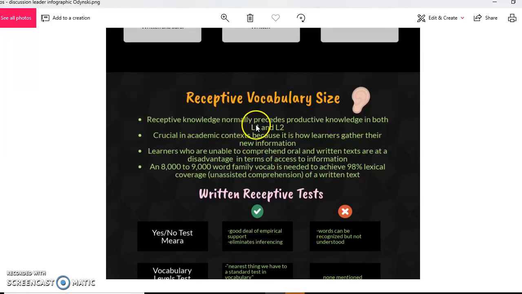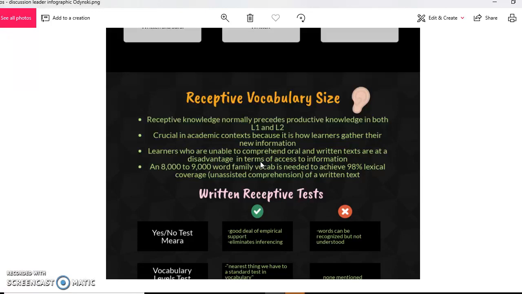Receptive knowledge normally precedes productive knowledge in both L1 and L2. I thought that was interesting. Basically, you learn to read and listen before you learn to speak and write in any language. Receptive vocabulary size is crucial in academic contexts because it is how learners gather new information, and learners who are unable to comprehend oral and written texts are at a disadvantage in terms of access to information. I believe both of those bullet points go together in a school setting.